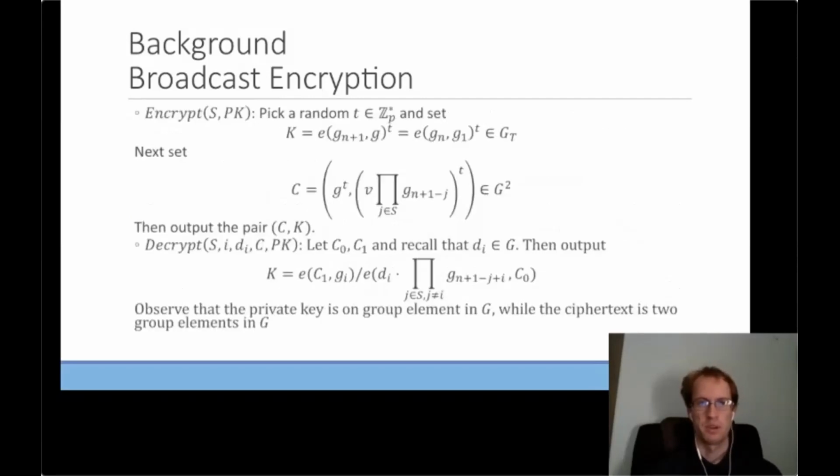i. We encrypt by choosing a random t, and we compute K as given by the formula. And then we set the ciphertext as a pair of elements in G, and then we output the ciphertext C and K. Then we can decrypt, which effectively works only if one of the private keys was included in the encryption process. If it was not included, then it fails to recover K from the ciphertext C. But observe that the private key is 1 group element in G, while the ciphertext is 2 group elements in G.